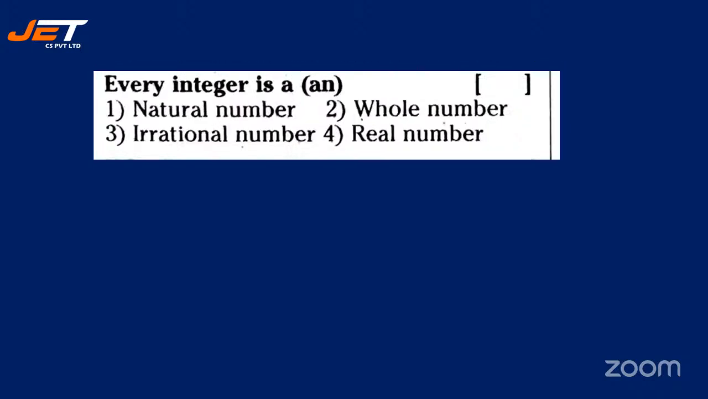All right, students, see the next question. Every integer is a dash. Is it a natural number? Is it a whole number? Is it an irrational number? Or is it a real number? All right, so every integer is a natural number or a whole number or an irrational number or a real number. Not more than half a minute should be taken for such questions.